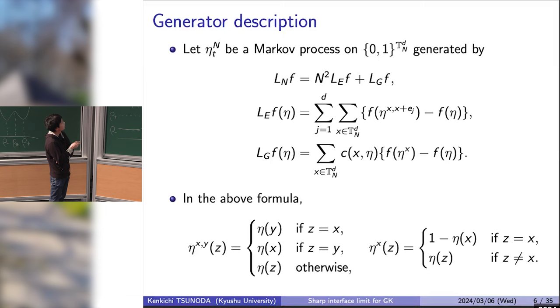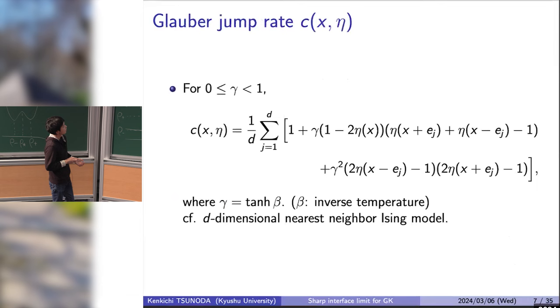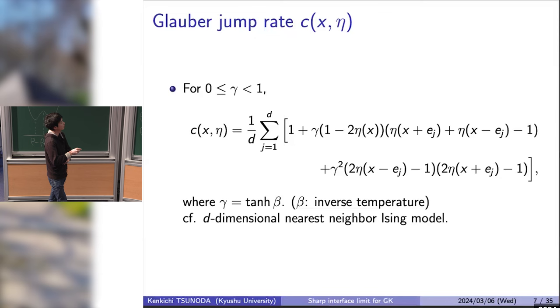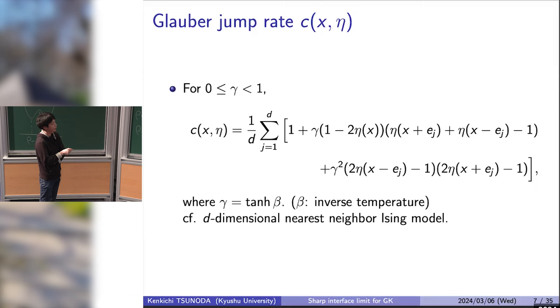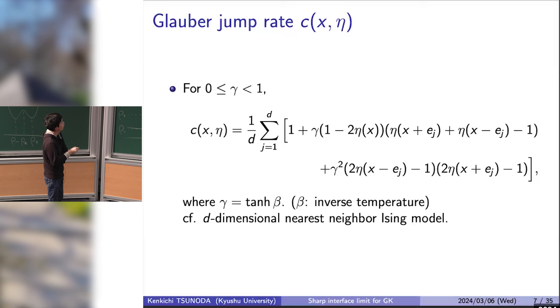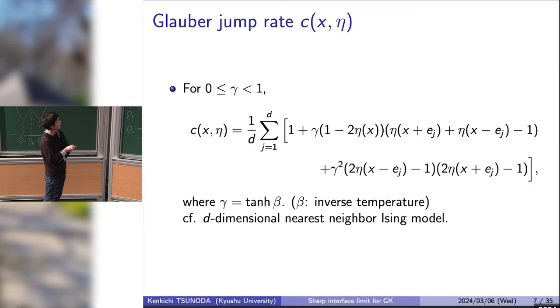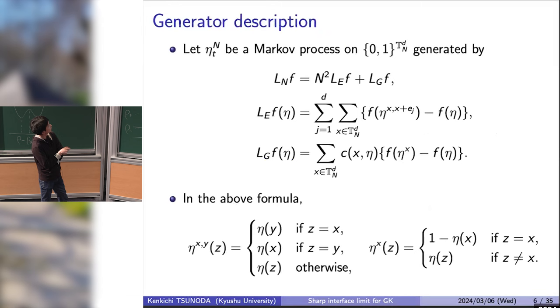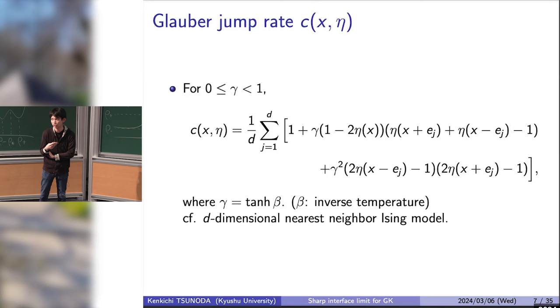And the exclusion part is speeded up by n squared. It corresponds to the diffusion of particles. Let me give you a concrete example of the jump rate c. This is a little bit messy. But the important thing is that this is determined by some inverse temperature, beta, through the hyperbolic tangent. So we denote it by gamma, and it is parameterized by gamma here and gamma here, like this. So the important thing is that this jump rate corresponds to the nearest neighbor Ising model. So if we consider the Glauber dynamics only, so let us forget about the exclusion part, then the corresponding invariant measure is given by the Gibbs measure related to the Ising Hamiltonian. So this is an important thing.